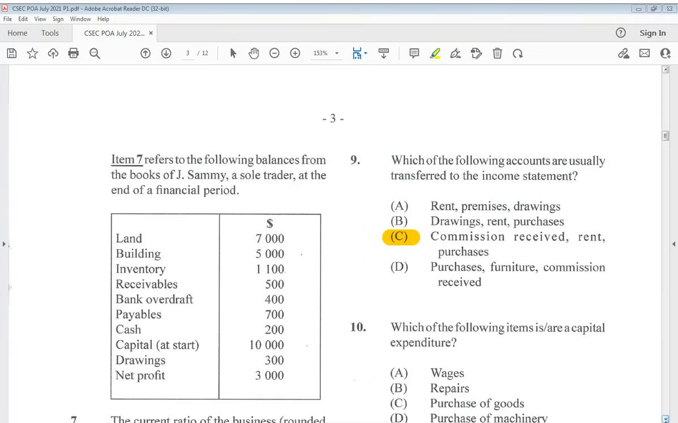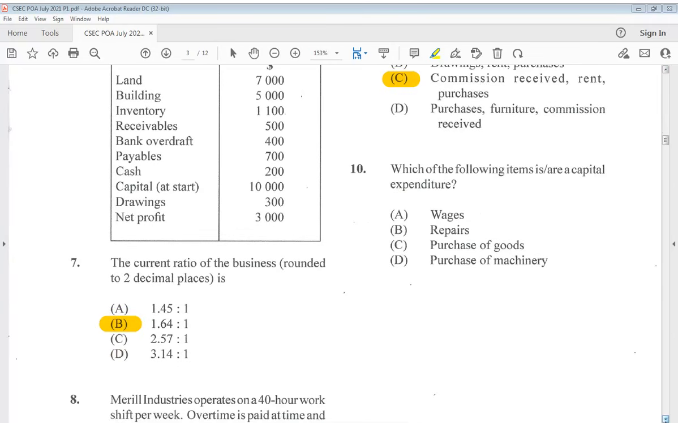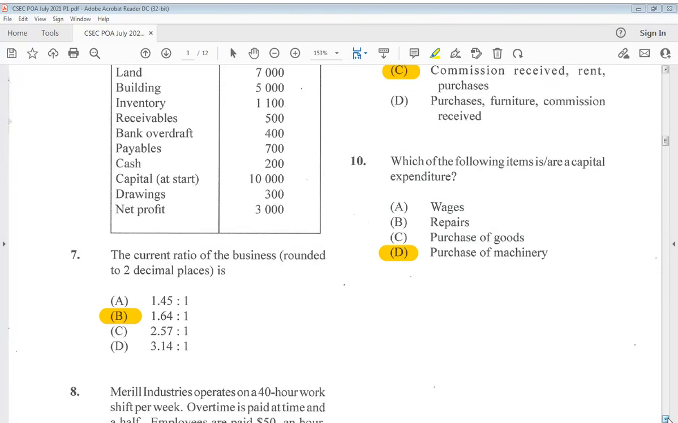Let's move on to number 10. Which of the following items is or are a capital expenditure? So we know what capital expenditure is. We know it is when a business spends money to add value to a fixed asset, right? So that's what capital expenditure really entails. So we know it would be D, purchase of machinery.